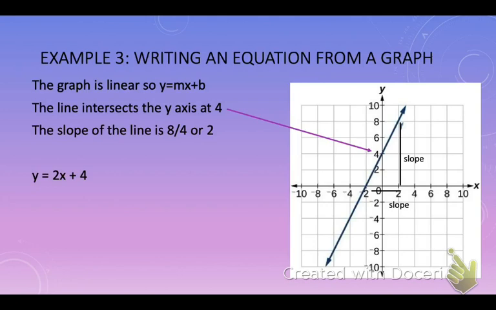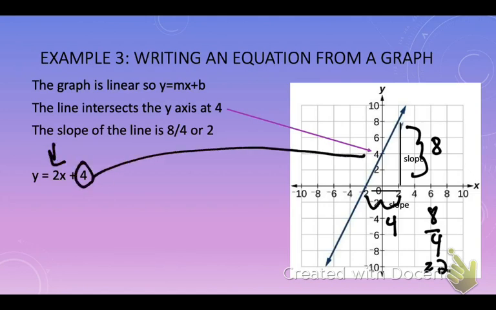And then I can rewrite this in slope-intercept form. Y equals 2x plus 4. So here is 8. There is 4. 8 over 4 equals 2. That's where we got the slope from. And the y-intercept came from that y-intercept. Okay, so you're going to probably end up practicing some of these.